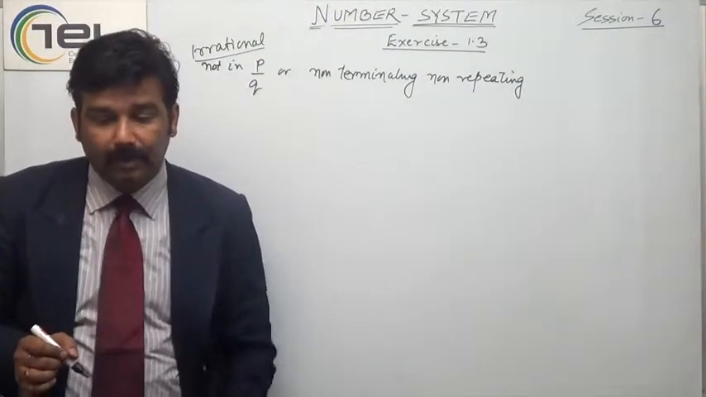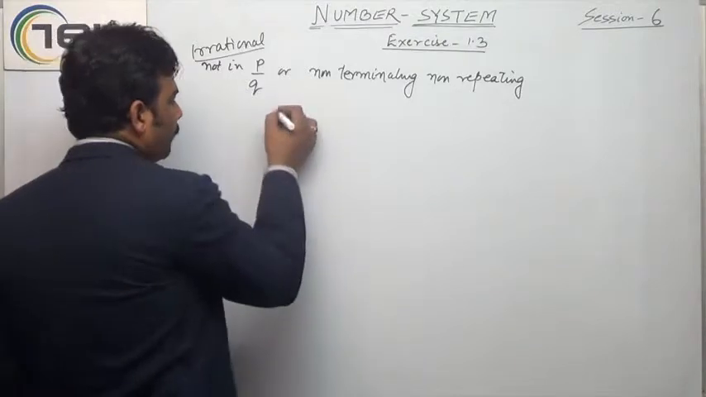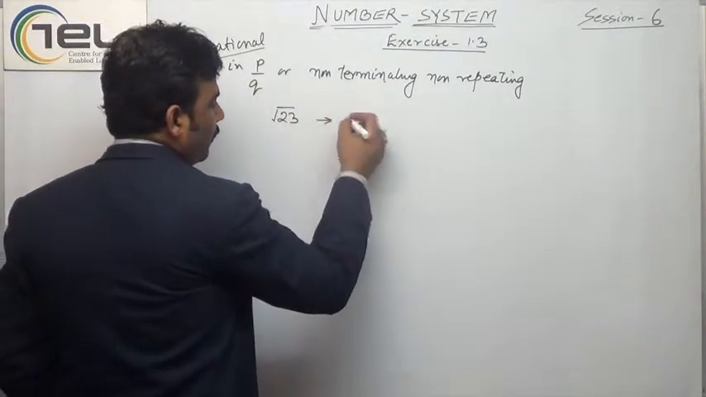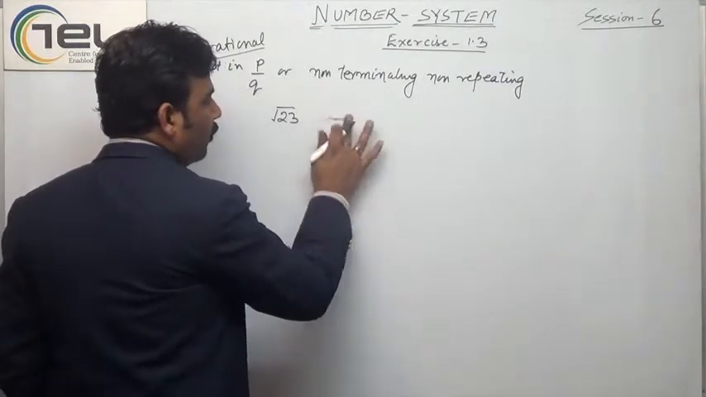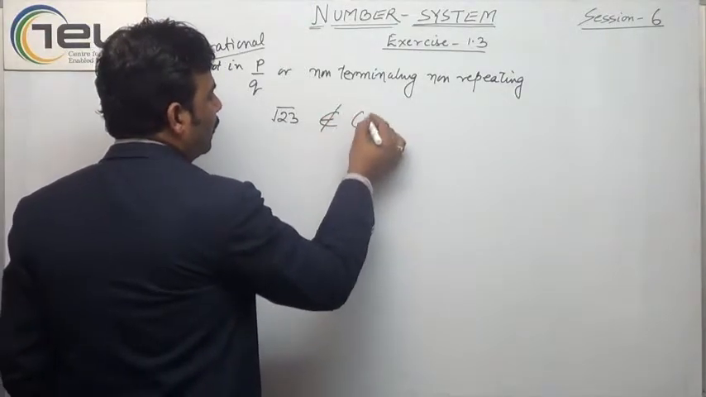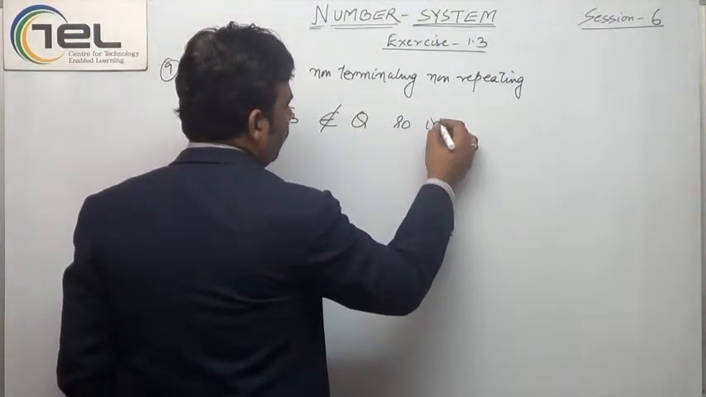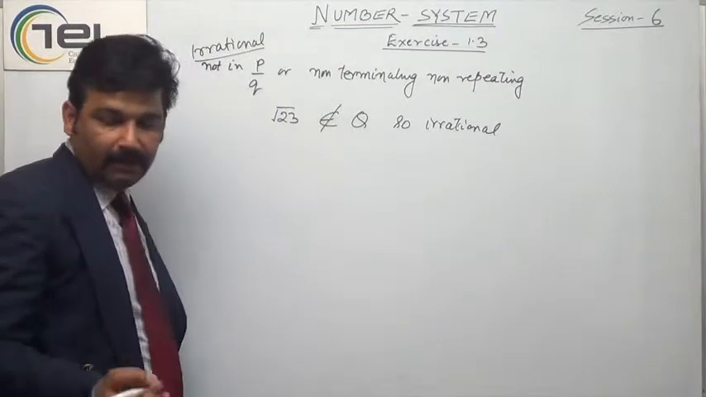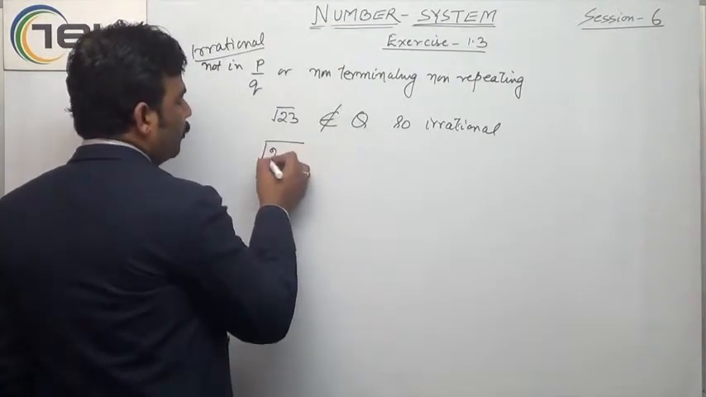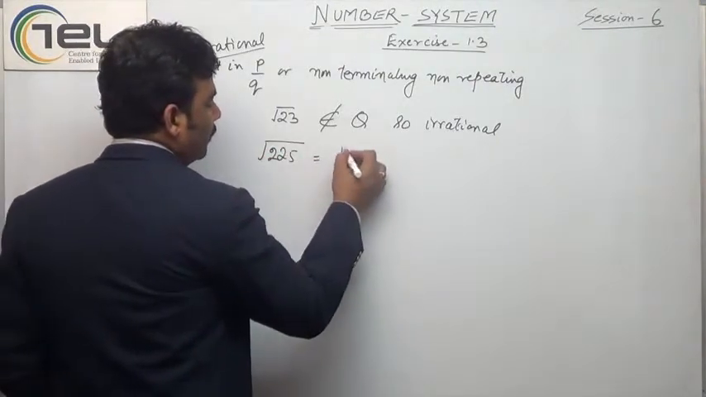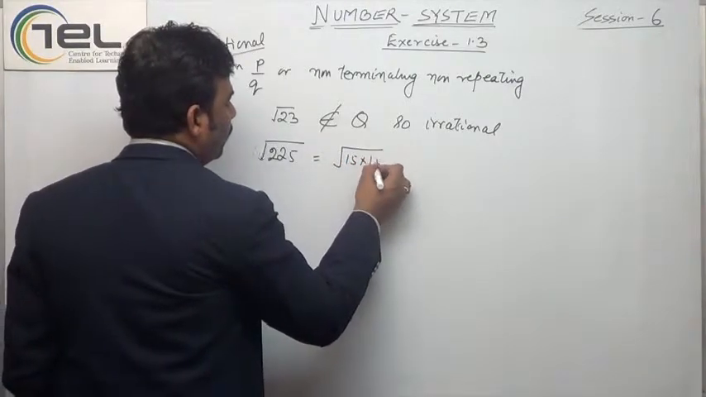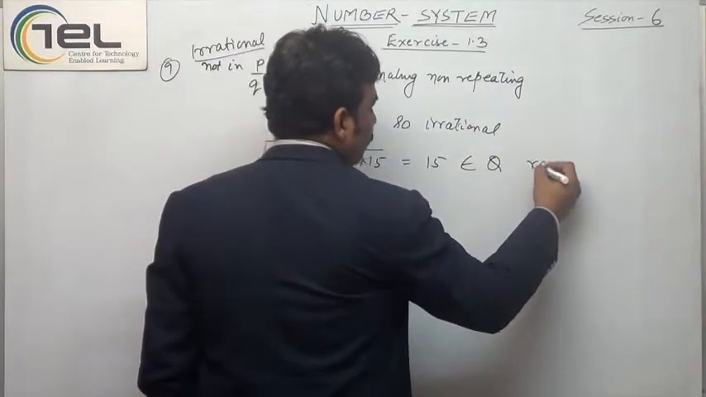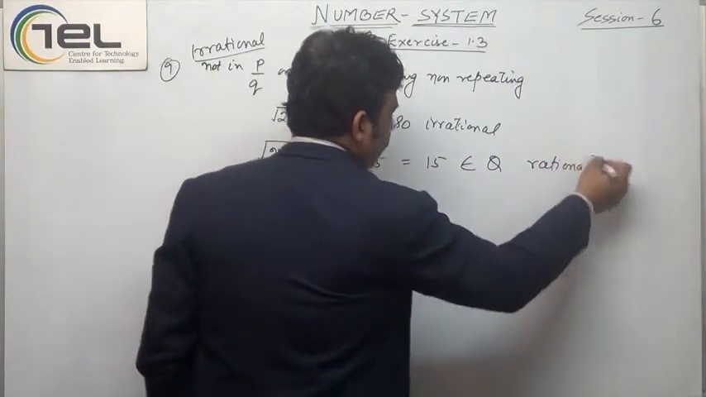Let's do this. We have root 23. It does not belong to rational numbers, so it is irrational. The second part is the square root of 225. It can be written as the square root of 15 into 15, which is 15, and 15 belongs to Q, so rational.